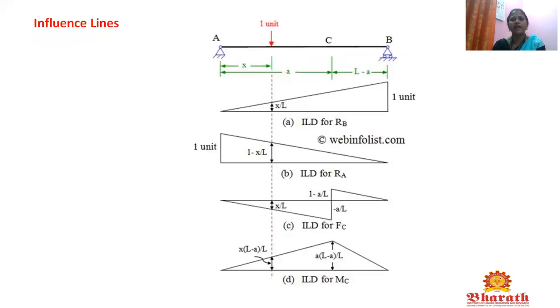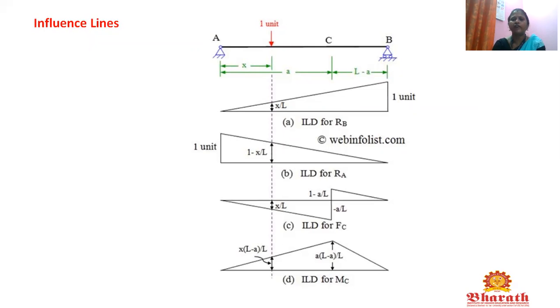For a span AB, one unit load is acting at a distance of x, and there is a point C at a distance of a. From C to B, the distance is L minus a, where the total distance is L. The first diagram is the influence line diagram for the reaction at B.